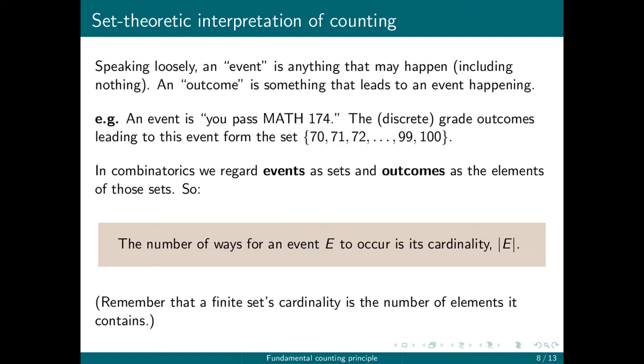So here's the main idea. The number of ways that an event E can occur is its cardinality as a set. And remember that when we talk about the cardinality of a finite set, we're just talking about the number of elements it contains.